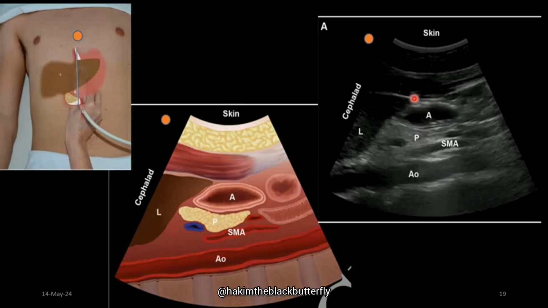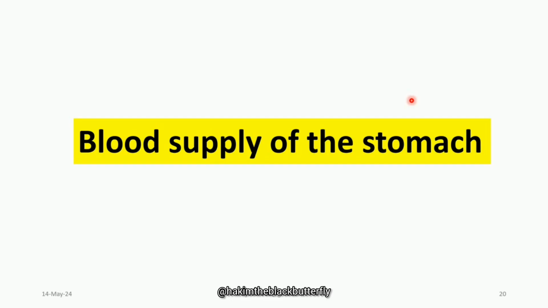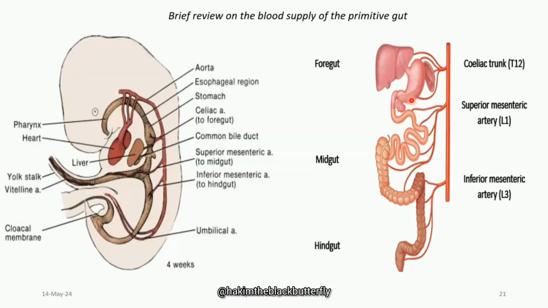The blood supply of the stomach can be appreciated just after a small review of how the gut is normally supplied during development. During development, of course, as I told you yesterday, we have the foregut, we have the midgut here, okay, the hindgut. Normally during development, the foregut is going to be supplied with a special artery that we call the celiac artery or the celiac trunk.